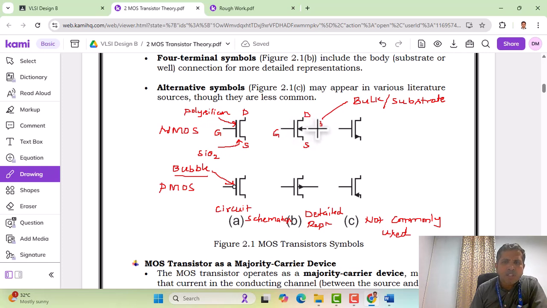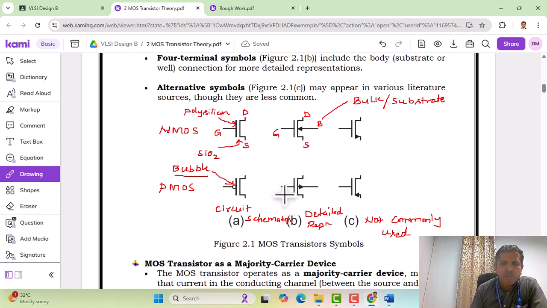The arrow mark is inward, which shows the electrons are moving below the silicon dioxide. So electrons cannot cross the silicon dioxide. Therefore, it shows that electrons are moving towards the region below the silicon dioxide to form a channel here. So that is the representation of the 4-terminal transistor symbol.